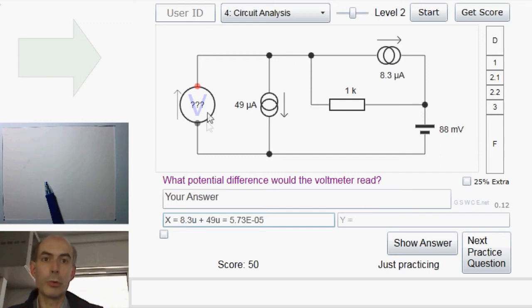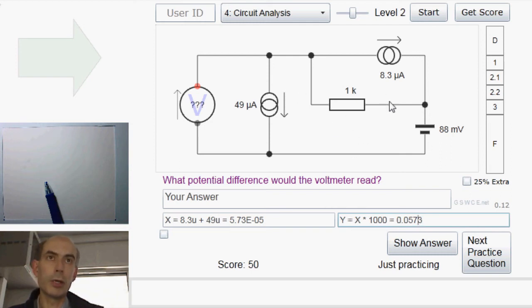It can't flow through the voltmeter because no current flows through an ideal voltmeter, so that current must be flowing through this 1K resistor. That means we could work out the voltage across this 1K resistor. And that would be, in this case, just X, the current, times 1000, the value of the resistor. So the voltage across this resistor would be 0.0573, in other words 57.3 millivolts.